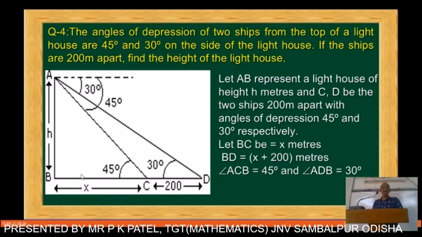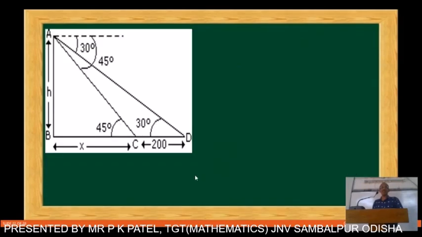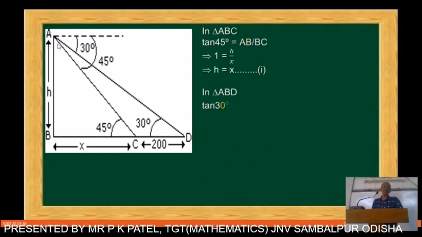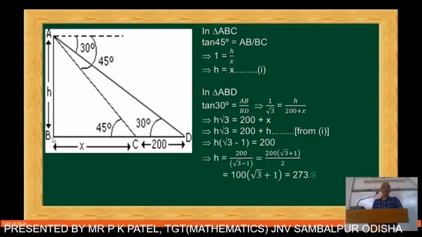Then BD is how much? BD must be x plus 200 meters. And here the angle of depression is given, that is 30 degree and 45 degree. So angle ACB is 45 degree here, and this angle is same as this one. So angle ADB is here 30 degree. Now using the triangle ABC, you can write tan 45 equal to AB by BC, and here tan 45 equal to 1. AB by BC means AB is H, BC is x. So H is equal to x. Let that be equation 1.